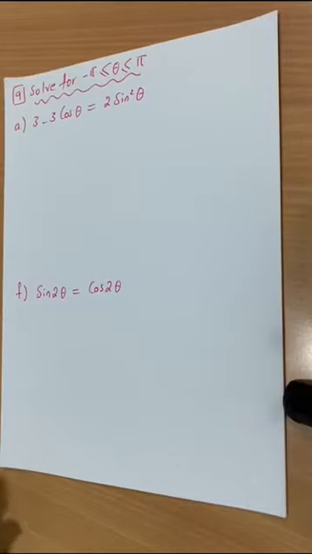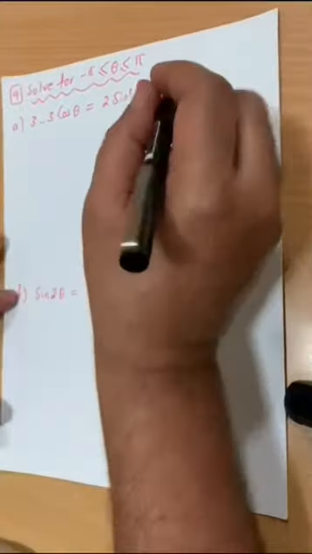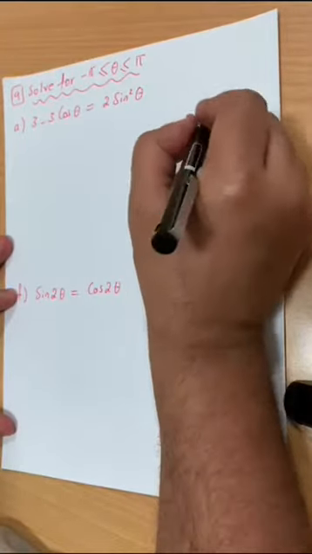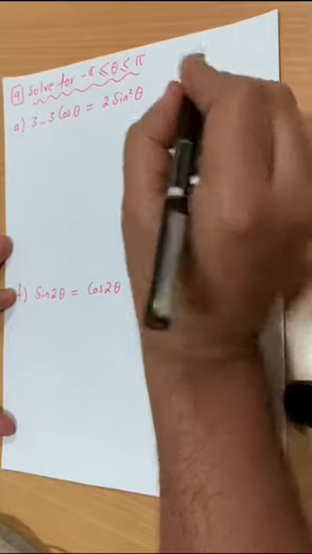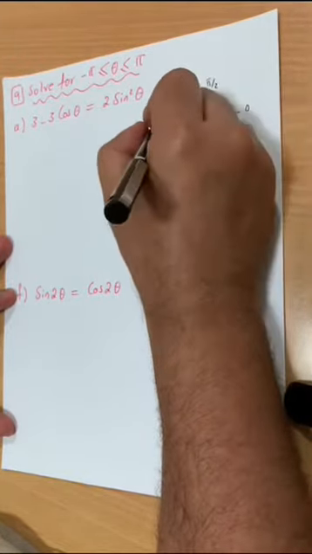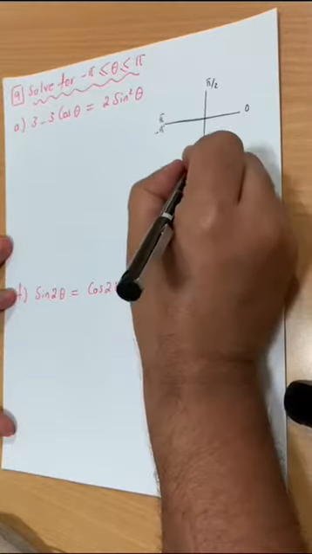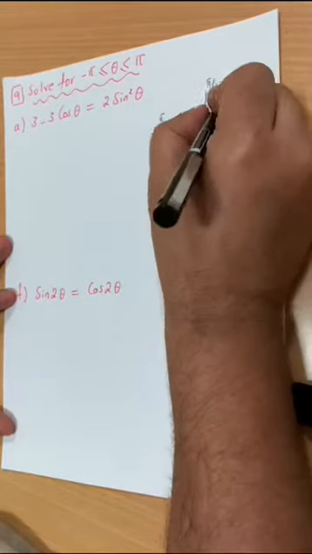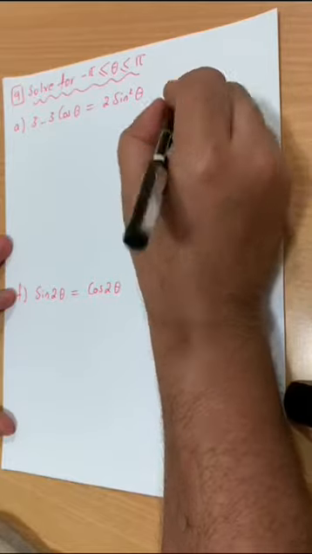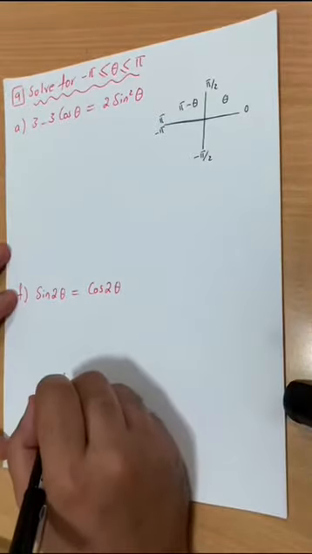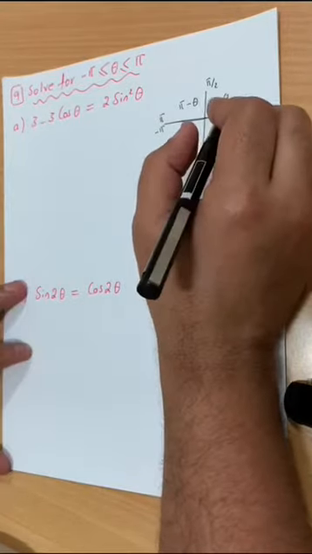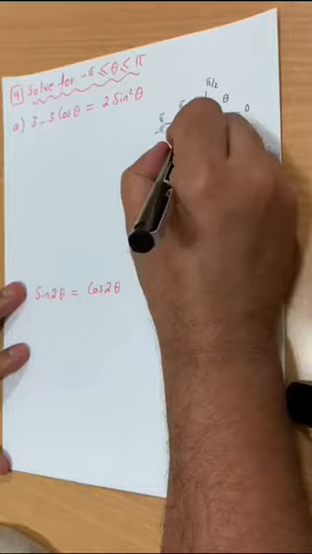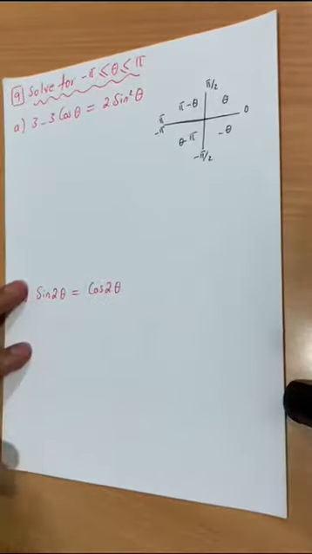Question number 9. Solve for theta between negative pi to positive pi. Let's draw the range first. This range contains positive and negative range: 0, pi over 2, pi, negative pi over 2, theta, pi minus theta. So we have only the first two quadrants of the positive range and the last two quadrants of the negative range. You come back to the previous video to check that. So negative theta and theta minus pi.